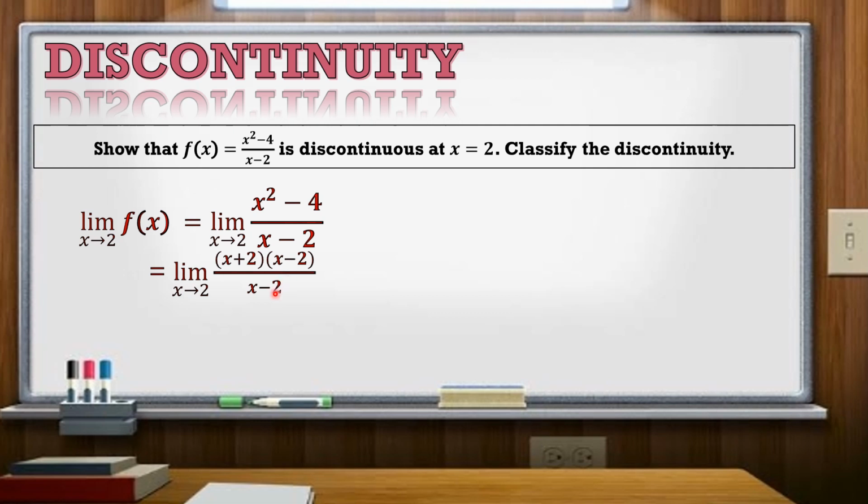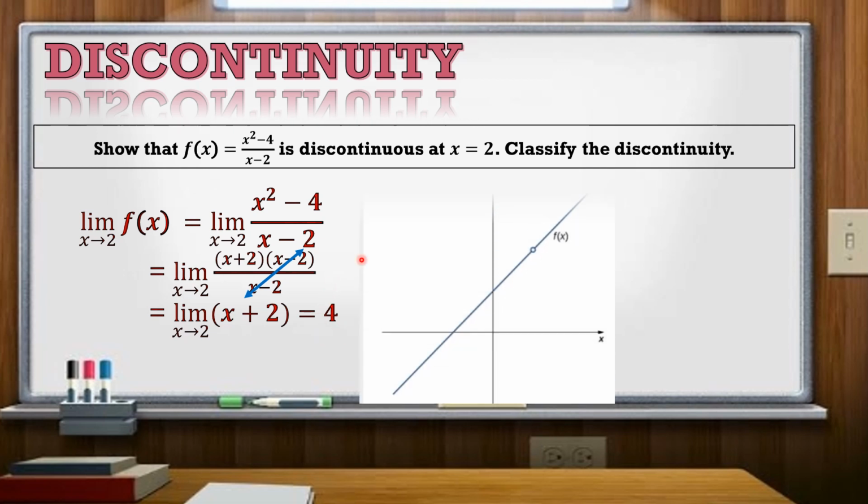Meron. That is x minus 2, both numerator and denominator. Yung mangyayari dyan, magka-cancel silang dalawa. May iwan na lang si x plus 2, and then evaluate si x magiging 2. So 2 plus 2 is equal to 4. And that is the limit of your function. Meron ba tayong existing limit? Yes, meron tayong limit which is 4.